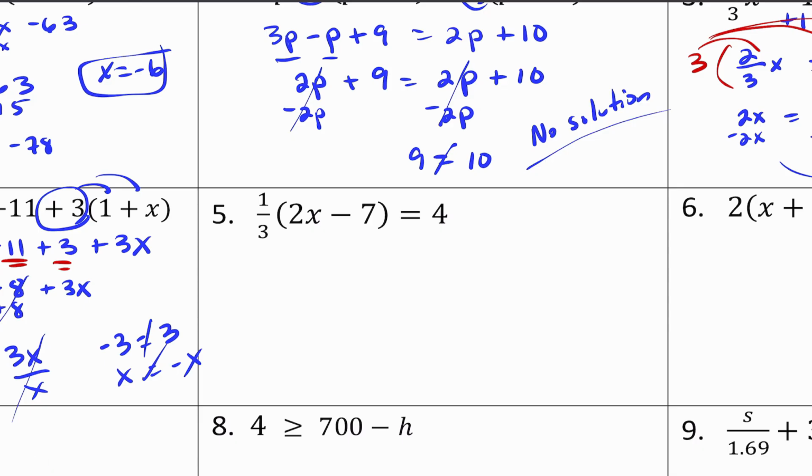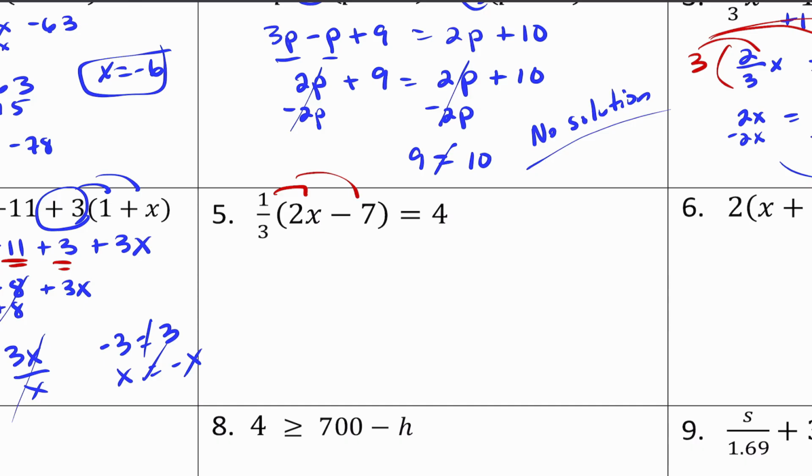One-third of (2x minus 7) equals 4. I don't like that fraction. What do you think I'm going to do? Well, we are going to multiply both sides by 3. Let's just do this. We're going to go ahead and distribute.